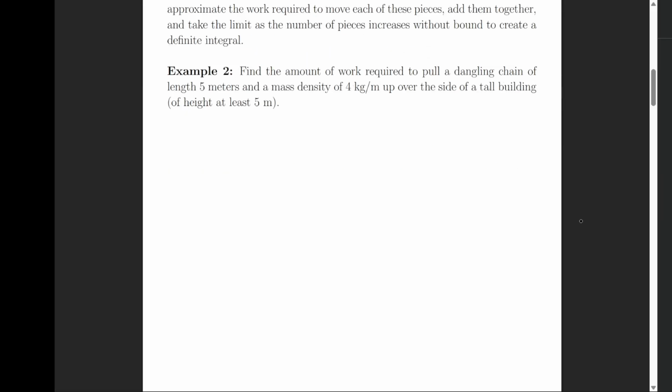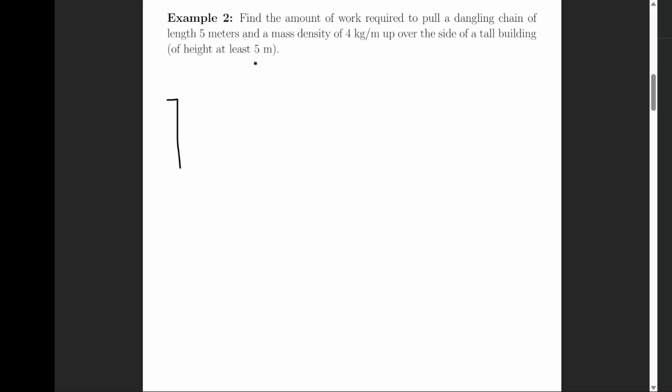Okay, second question. Find the amount of work required to pull a dangling chain of length 5 meters and a mass density of 4 kilograms per meter up over the side of a tall building of height at least 5 meters. So let's see, we have a building.